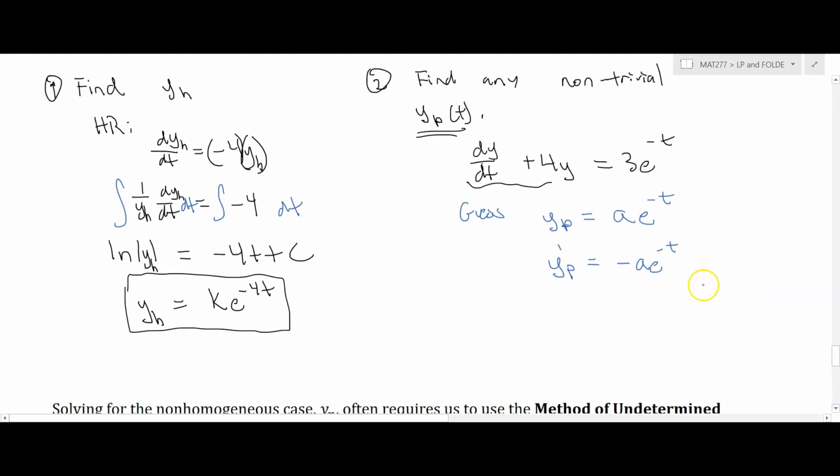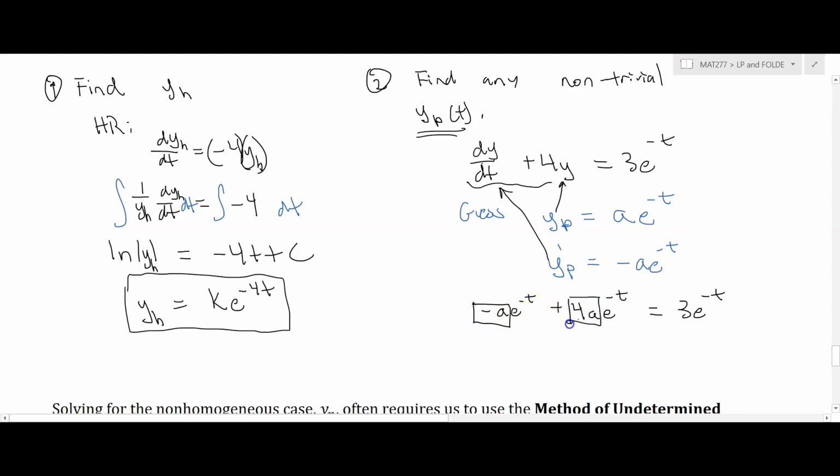So what I'm going to set out to do here is find that value of a to make this all work out. If I plug in the derivative up here, and I plug in the y function here, that will say that negative a e to the negative t plus 4 times y, which is a e to the negative t, has to equal 3e to the negative t. When I combine these two terms here, I'm going to say, well, I have negative a multiples of e to the negative t.